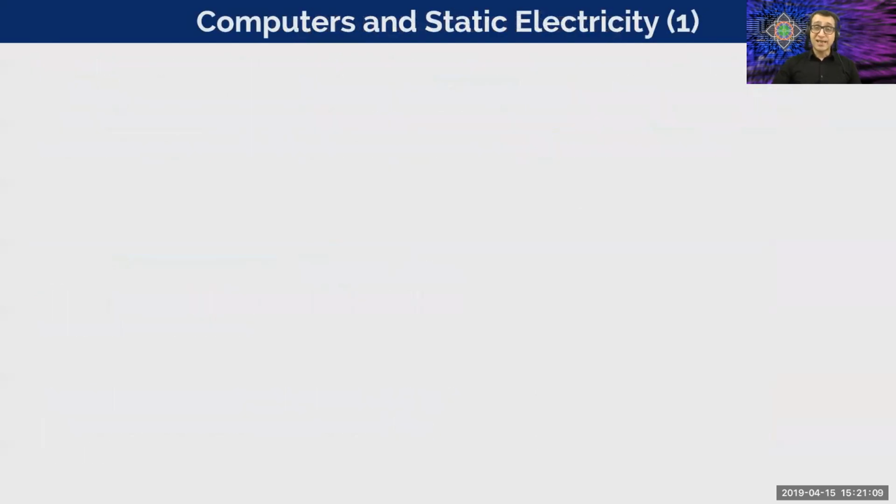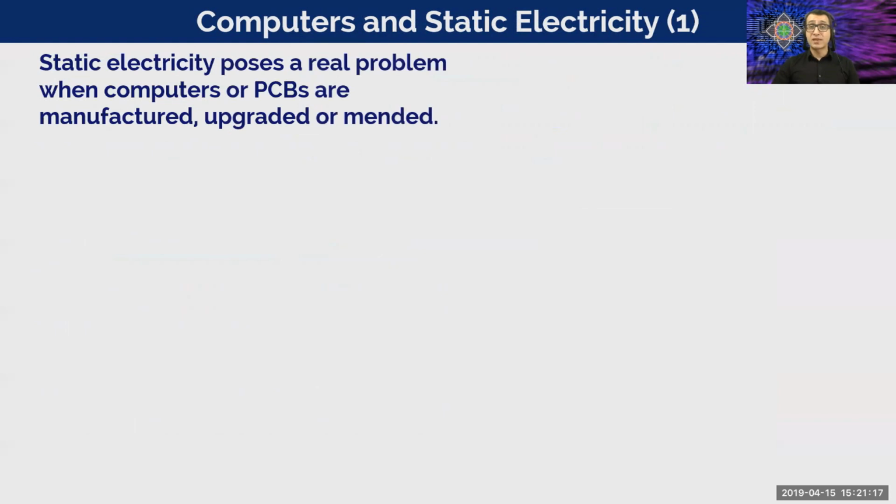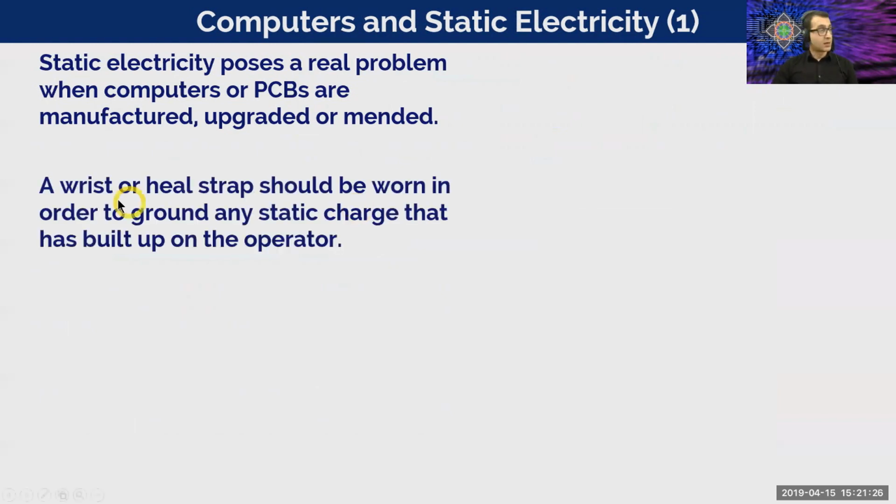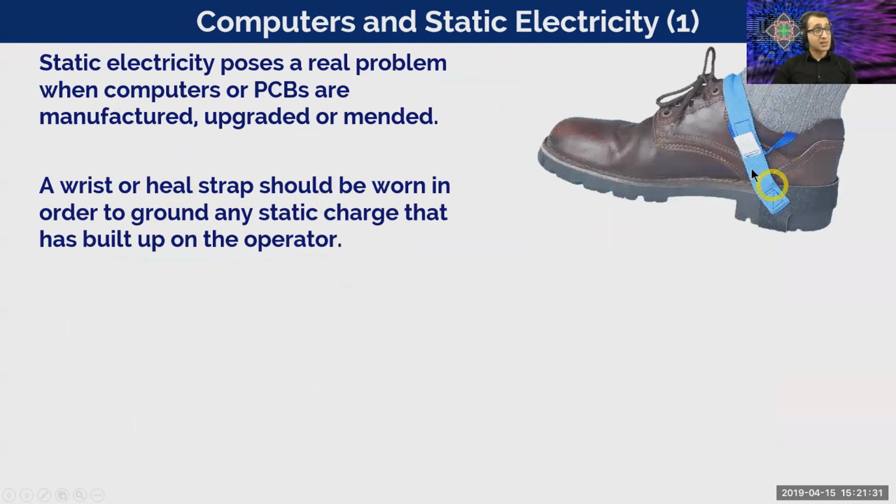So, as I mentioned before, static electricity poses a real problem when computers or printed circuit boards within devices generally are manufactured, upgraded, or mended. So, those of you who are PC enthusiasts and you upgrade your PCs or Macs, you typically should be wearing a wrist or heel strap. Apologies for the typo here, should say heel, double E. And so the reason why you wear these straps is to ground any static charge that builds up on the surface of your body, preventing it from discharging into the components of the machine as you are upgrading it and making physical contact with it.